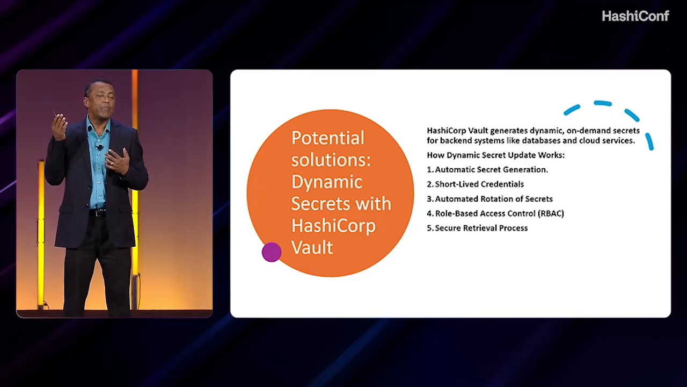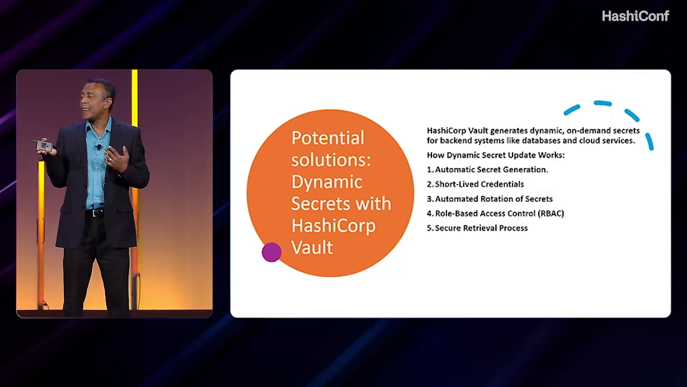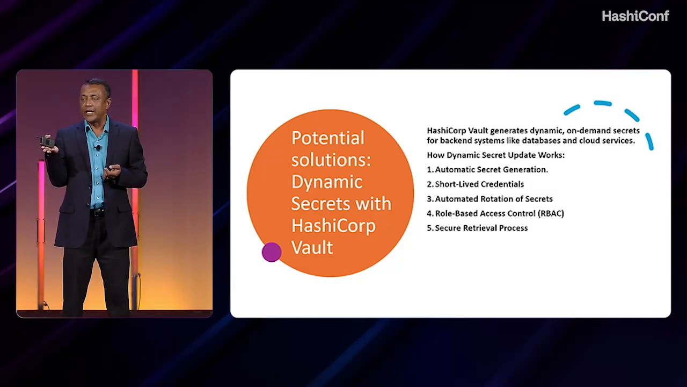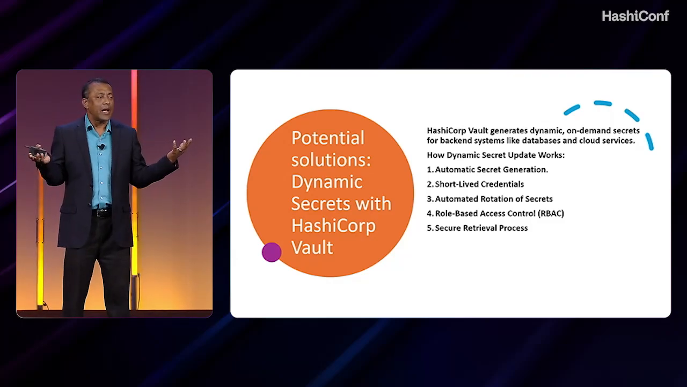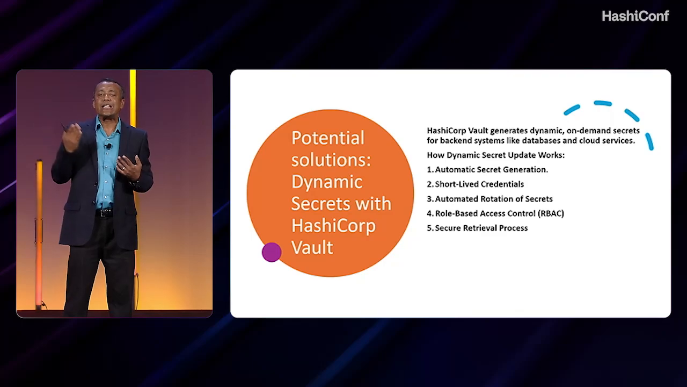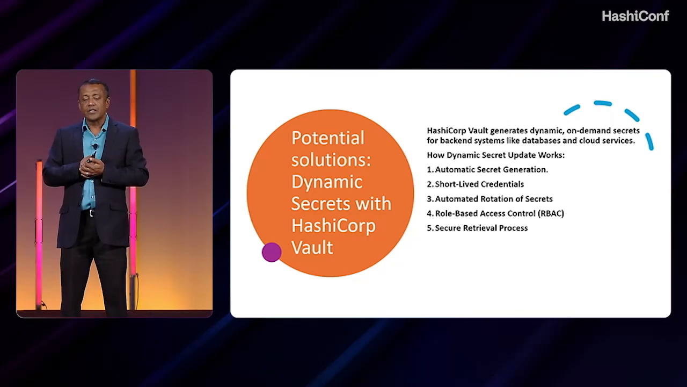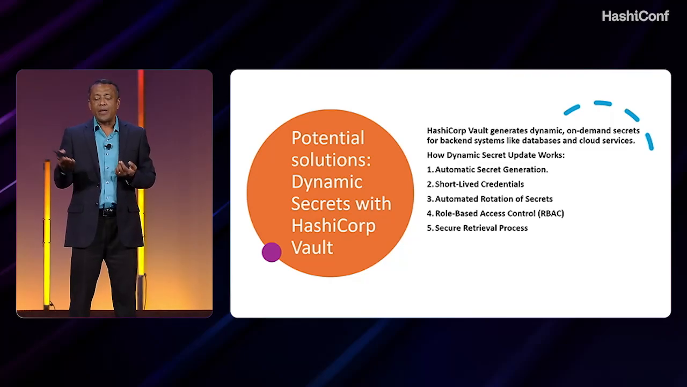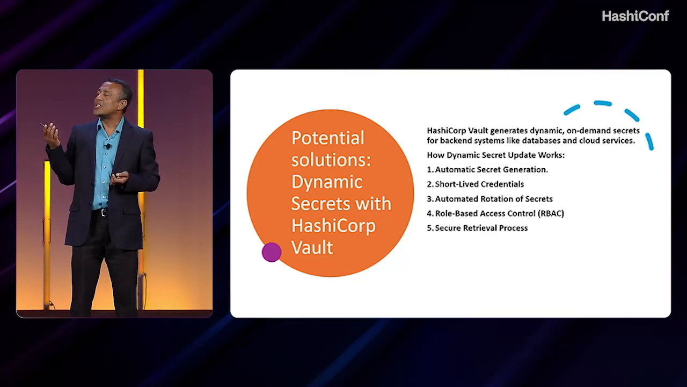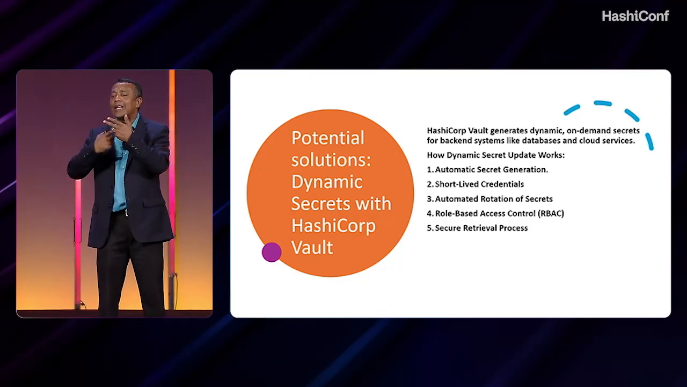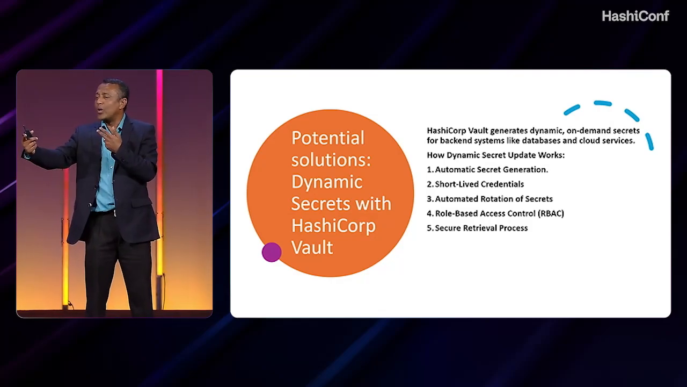One alternative is a built-in solution of HashiCorp Vault, which is dynamic secrets, right? HashiCorp Vault has dynamic secrets built in, so in a large enterprise, you can use them. I'm going to talk about the advantages and disadvantages of dynamic secrets here. So how do dynamic secrets work? What are dynamic secrets? Basically, it's automatically generating the secrets. HashiCorp Vault will automatically generate secrets for MongoDB.